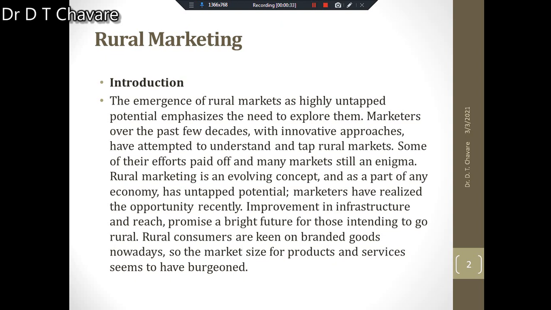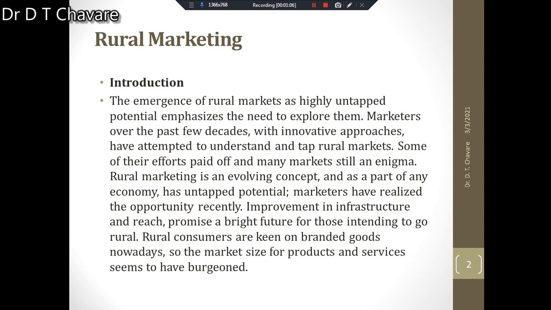Rural marketing. It means that it is a marketing which is situated in a rural area, a marketing which is used for the rural area. That is also called rural marketing. In the rural area, marketing functions are also carried out. That's why we have to know and study the meaning, the definitions, and the importance of rural marketing.